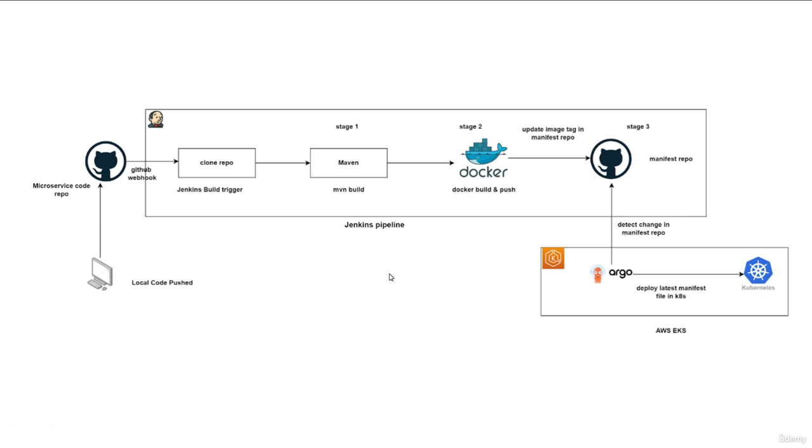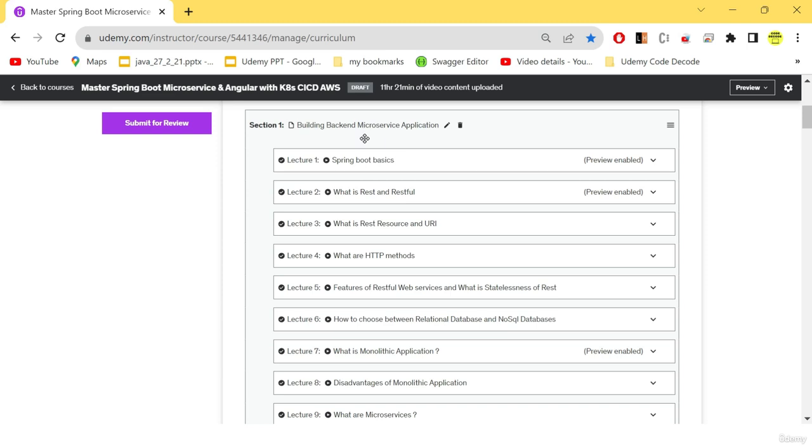Now let me take you through the Udemy course sections one by one so that you know what we have done from scratch. So we have started by creating the backend for our food delivery application.